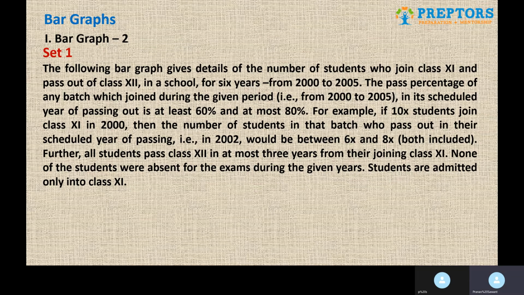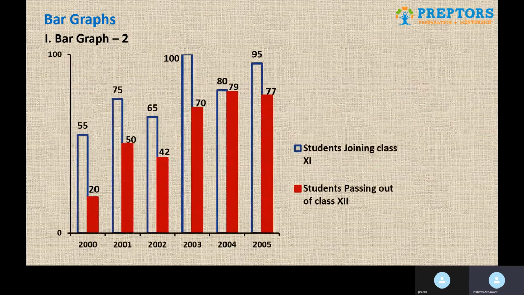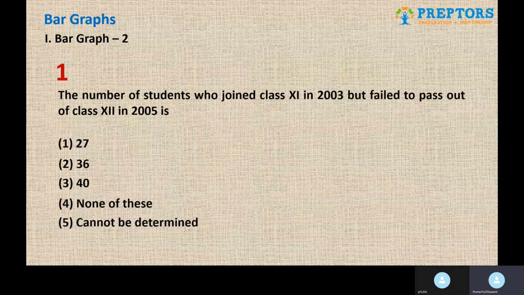Now let's try to solve this question. So this is the set that they gave us. The blank one is students joining class 11. Red one is students passing out of class 12. The first question is: the number of students who joined class 11 in 2003 but failed to pass out of class 12 in 2005 is what? This means we will have to calculate it entirely.